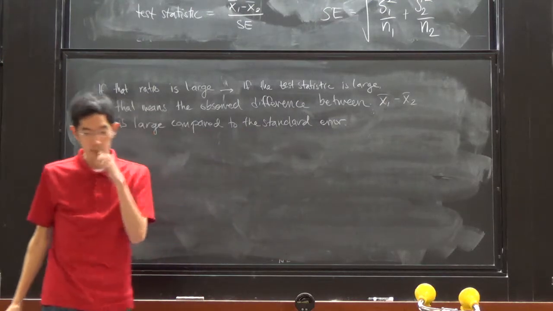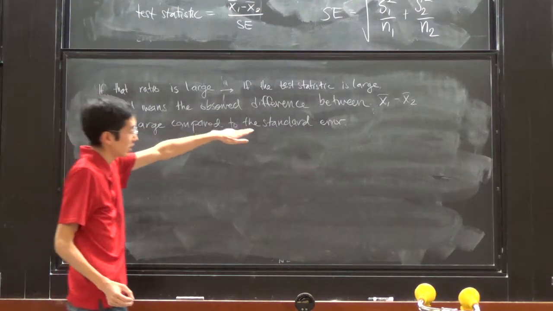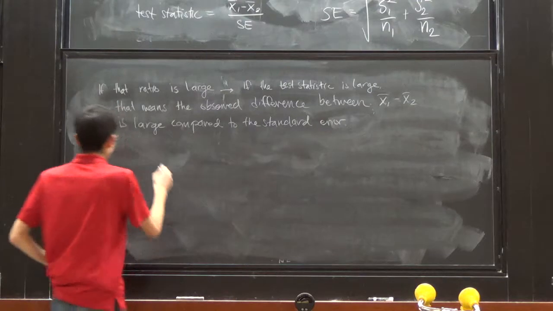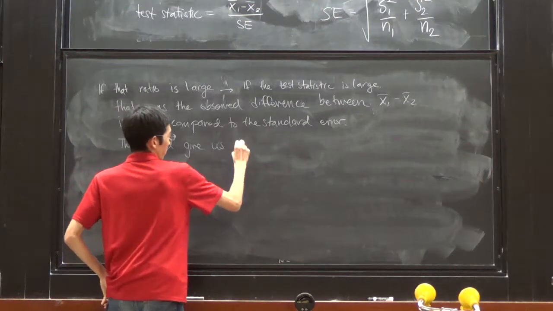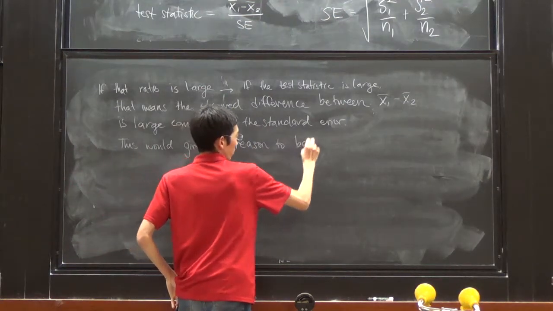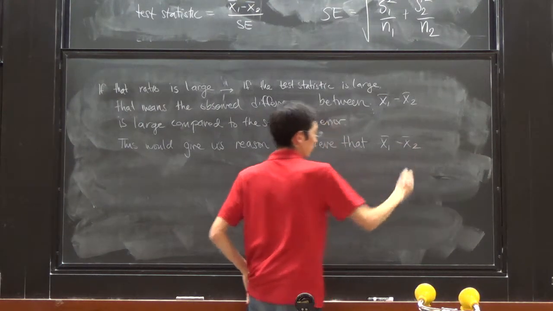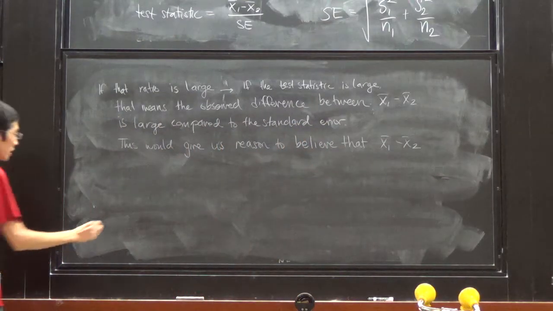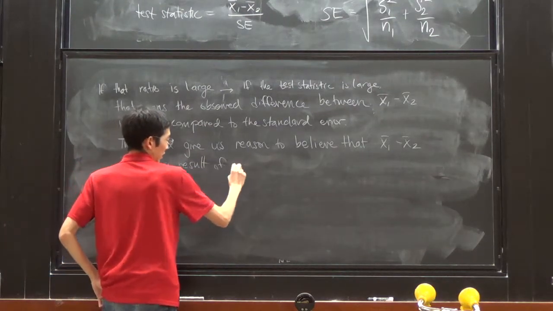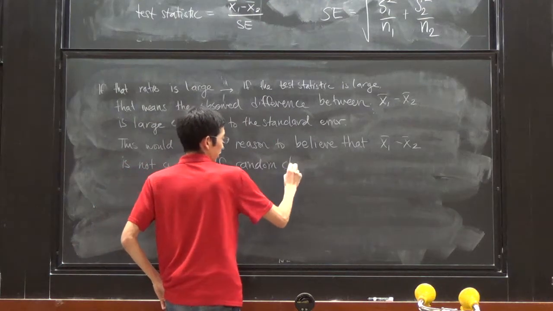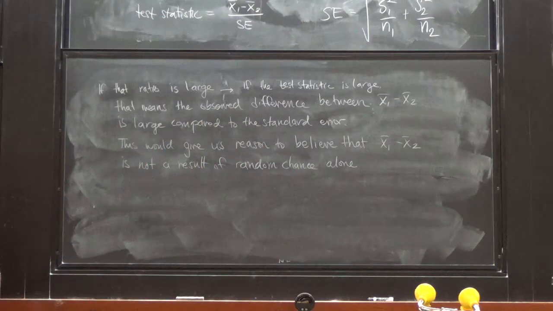Okay. And that would probably give us reason to believe that this result, x bar 1 minus x bar 2, is not a result of random chance alone. Not a result of random chance alone.